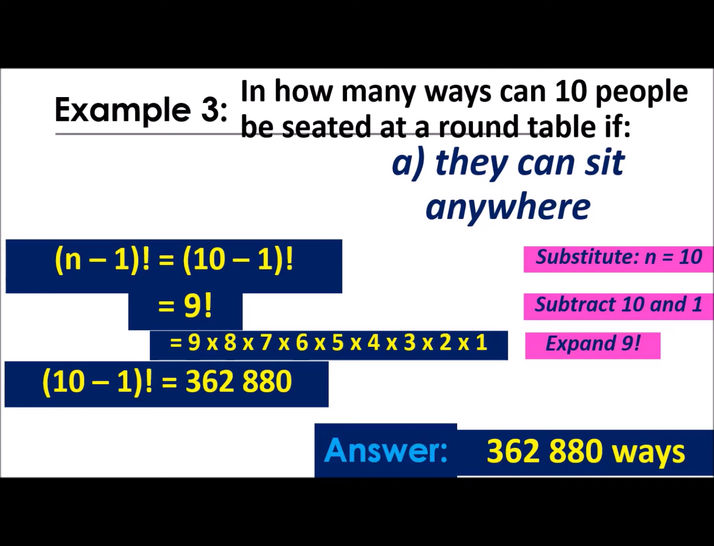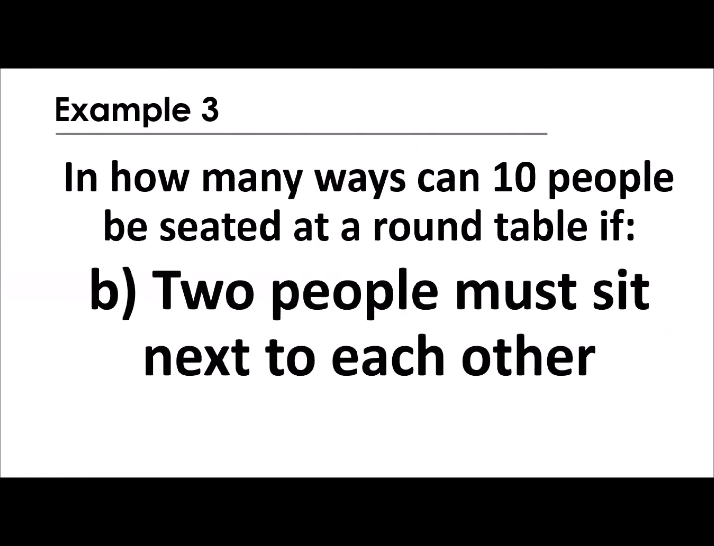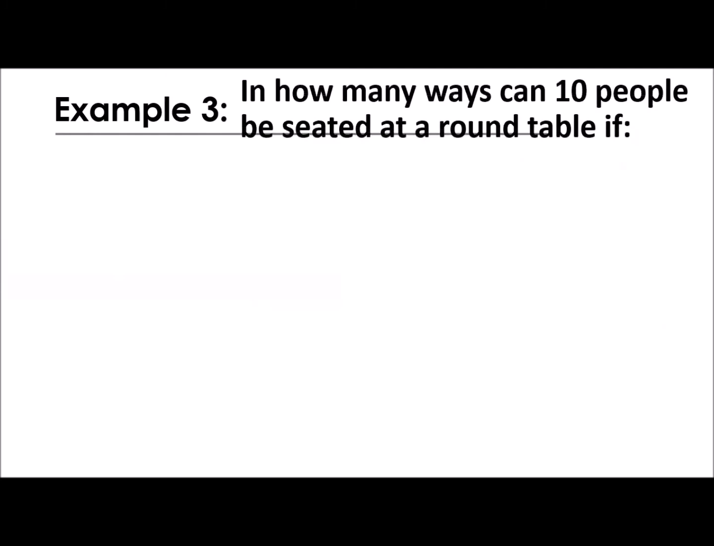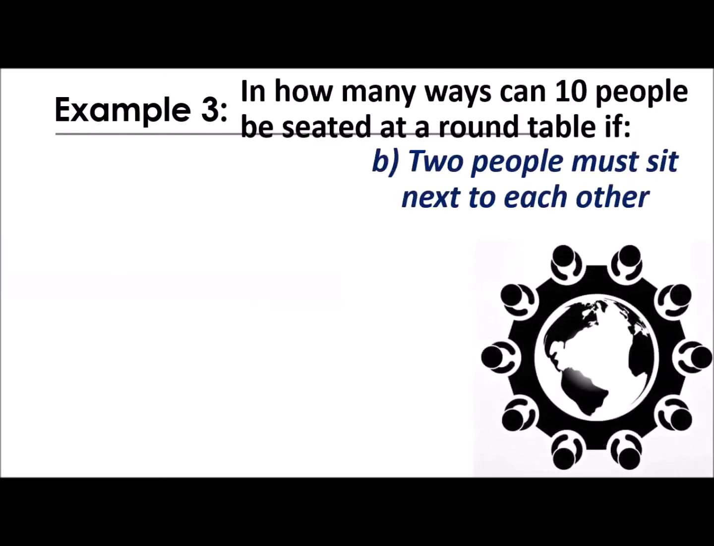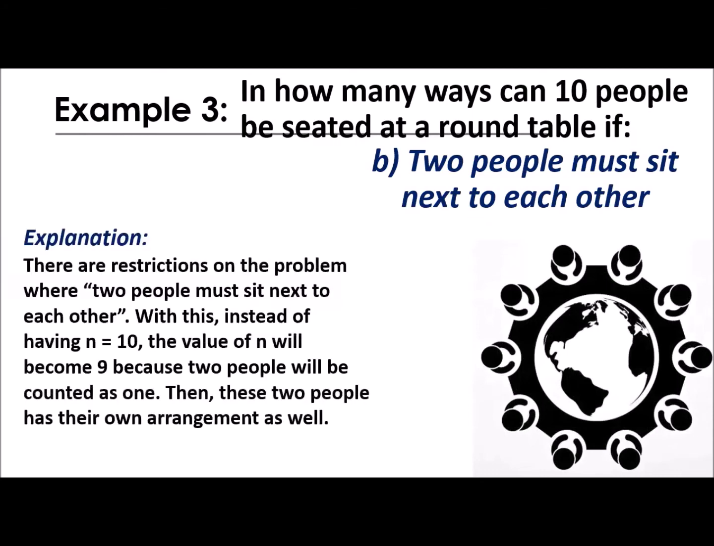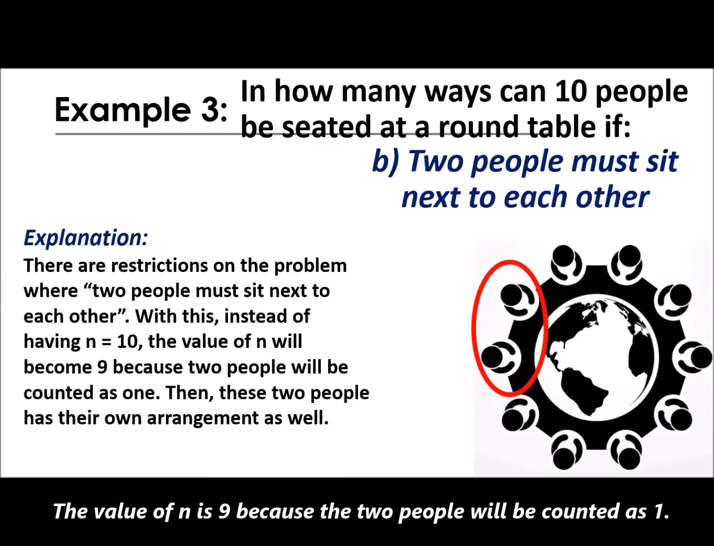Okay, so I hope you got it. Next item. Let's make it difficult this time. 2 people must sit next to each other. What does it mean? In the round table, we have there 10 people seated. Sabi, 2 people must sit next to each other. So, like what we've done on linear permutation, may magkatabi, so ibig sabihin, magka-count siya as 1. Kaya ang magiging value ng n natin ay 9. Okay? Kasi counted siya as 1.